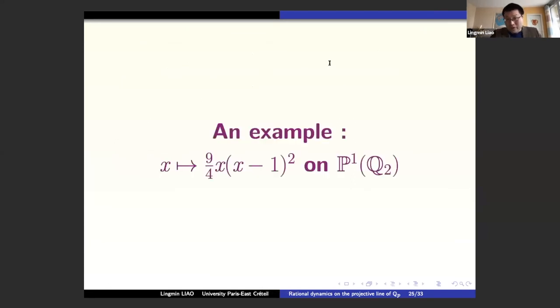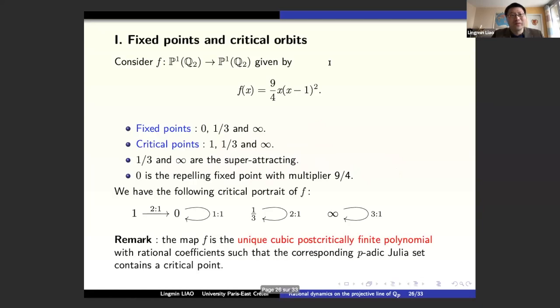So yeah, just this example, it's some polynomial. It's just some polynomial, cubic polynomial. It's not so easy. And I take p equal 2. So what happens for this example? Let's just study a little bit.